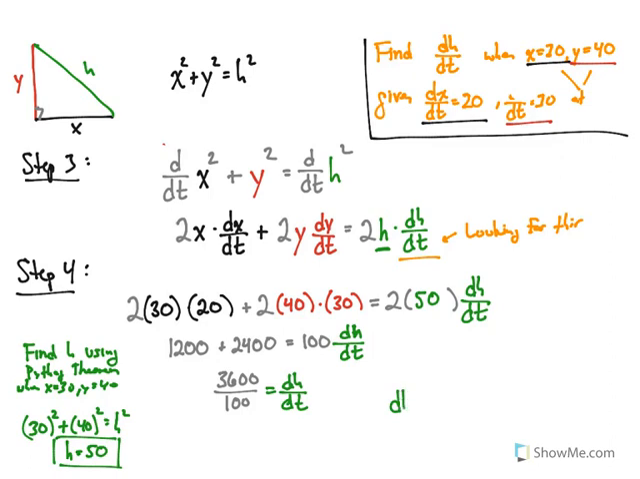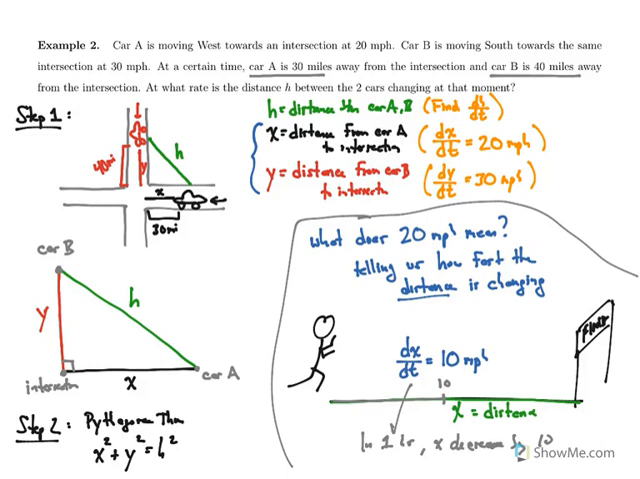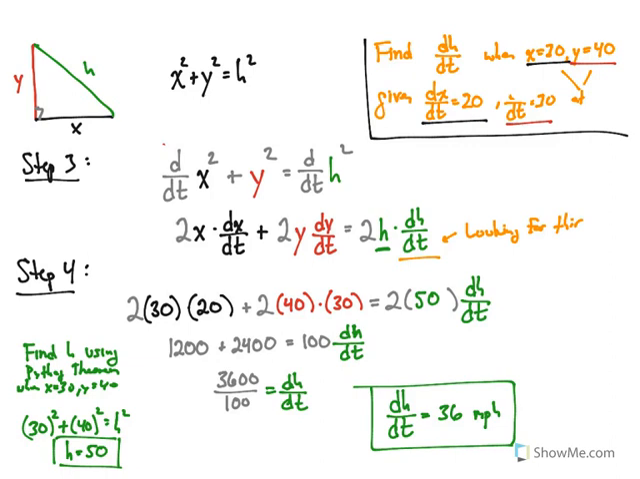So what is happening here? We have our answer is 36 miles per hour. Let's make sure we actually answered the question. At what rate is the distance h between the two cars changing at the moment when they're those distances away? At that point, that distance is changing at 36 miles per hour. And it's getting smaller. So maybe you actually want negative 36 miles per hour, but we'll just say it's positive in the context of the problem.